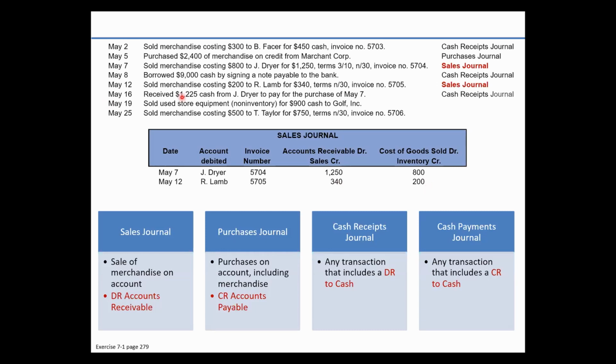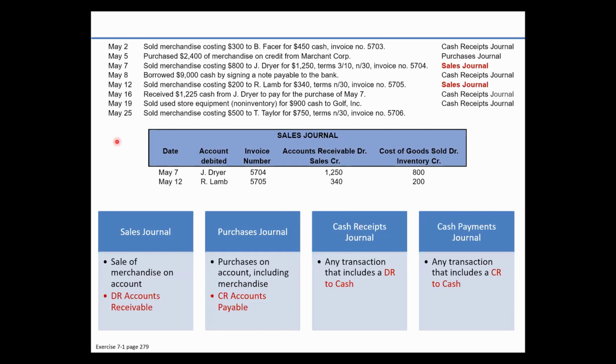Received $12.25 cash from J. Dryer in order to pay for the purchase on May the 7th. Well, that would not affect our sales journal because we're receiving cash from J. Dryer, but what that would affect is our cash receipts journal.